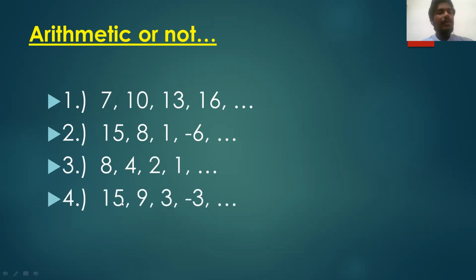Example 4 is 15, 9, 3, minus 3. The difference between 15 and 9 is 6. The difference between 9 and 3 is also 6, and the difference between 3 and minus 3 is also 6. So it is an arithmetic sequence.